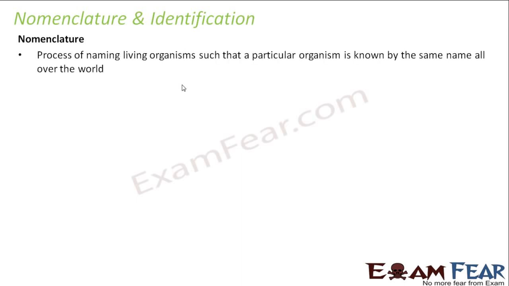So now, to study this huge variety of life, we will talk about nomenclature and identification. These are the two techniques, or the two processes, which help us in studying the huge variety of life forms that exist on earth. So let us see what is nomenclature and what is identification. Nomenclature is the process of naming living organisms such that a particular organism is known by the same name all over the world.